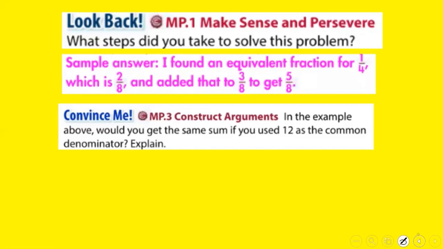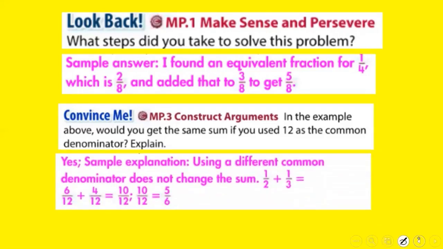Sure. Yes, using a different common denominator doesn't change the sum. If we add 1 over 2 plus 1 over 3, it will be 6 over 12 plus 4 over 12. The denominator stays 12, and 4 plus 6 equals 10. So 10 over 12. I need to simplify 10 over 12.